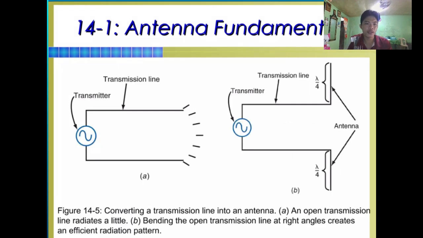This figure shows converting a transmission line into an antenna. In picture A, an open transmission line radiates a little. In picture B, bending the open transmission line at right angles creates efficient radiation.